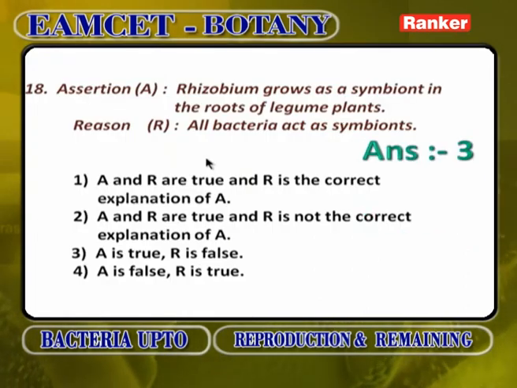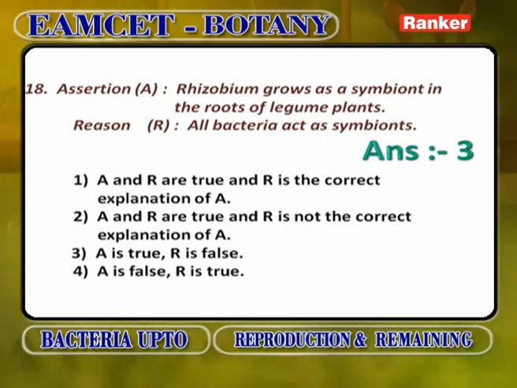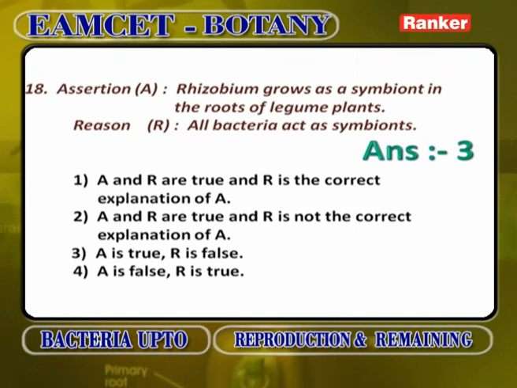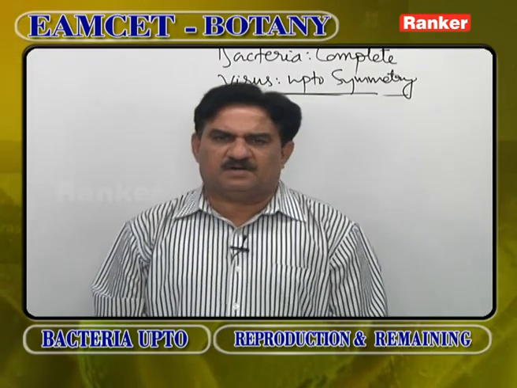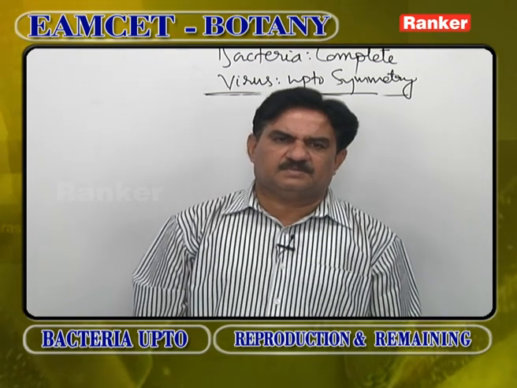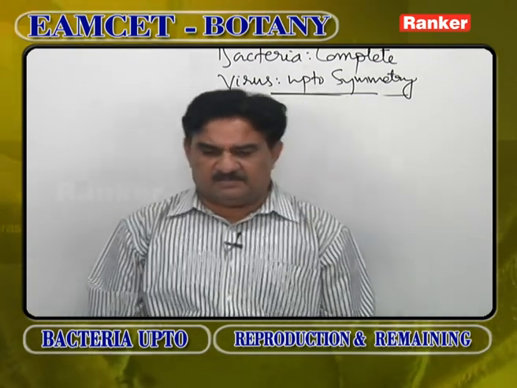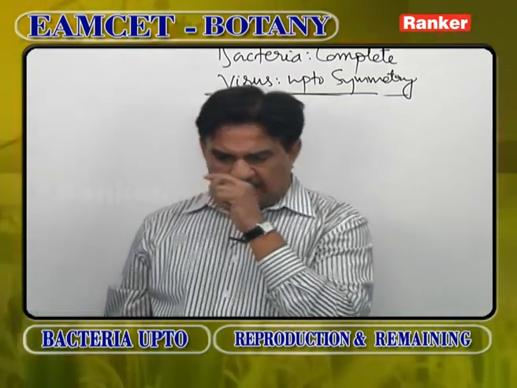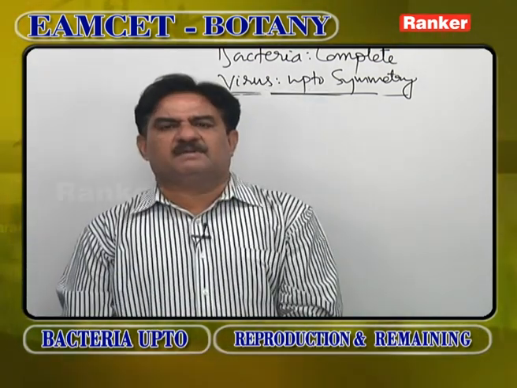Now, this is an assertion reasoning question. Rhizobium grows as a symbiont in the roots of legume plants. We all know biofertilizer Rhizobium inoculants means Rhizobium. Rhizobium lives in the root nodules of legumes and helps in nitrogen fixation, a special feature of legumes. All Rhizobium bacteria enter leguminous roots, form root nodules and help in nitrogen fixation. Reason: all bacteria act as symbionts.